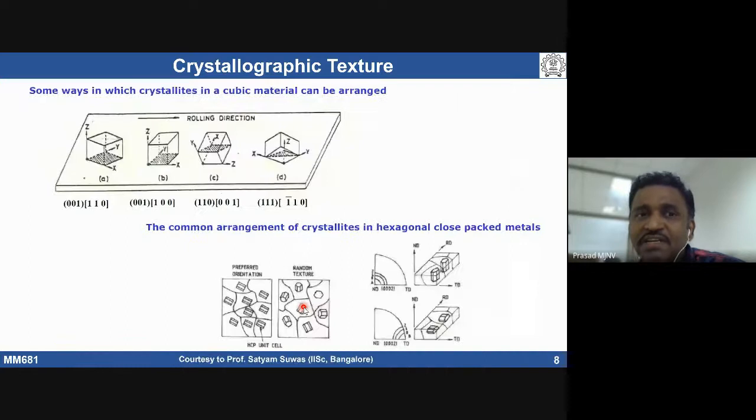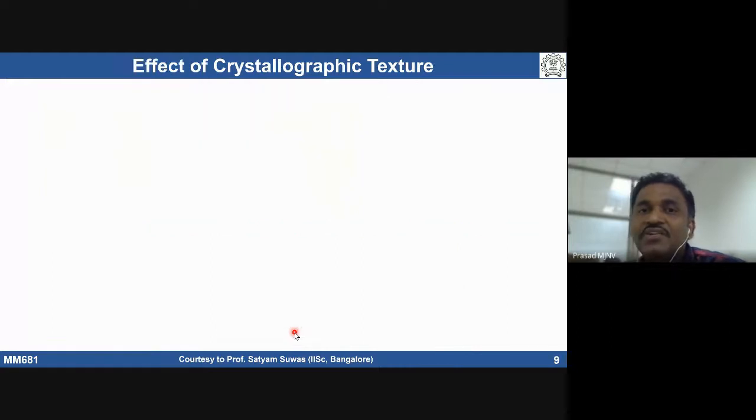We do see, for example, in cubic materials, certain orientations can be developed. If we take a sheet, we may see these particular orientations develop. If you look here, this is a {001} plane parallel to <110>. So we may see certain orientations develop like this, with respect to crystal coordinates, and these are coordinates with respect to rolling direction. Similarly, not only cubic materials, hexagonal HCP materials also can undergo development of a texture. Some examples I have shown here.